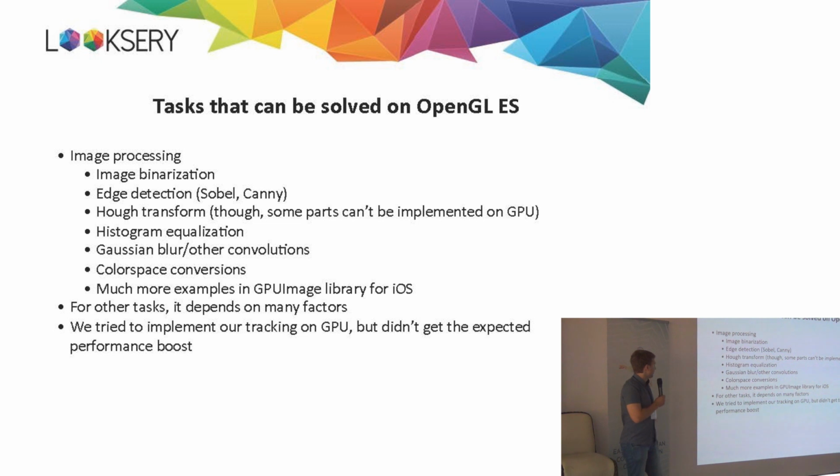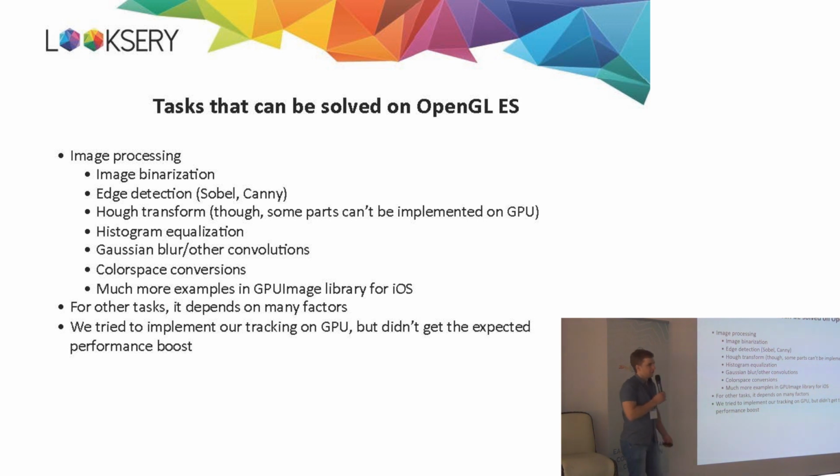We actually use it in that way. Another good approach is to use it for convolutions on the image, for Gaussian blur. We also use it that way for color space conversions. And there are many more examples available in the GPUImage library for iOS. For other tasks, it depends on many factors, because the way GPUs work on mobile devices limits them in many different ways.